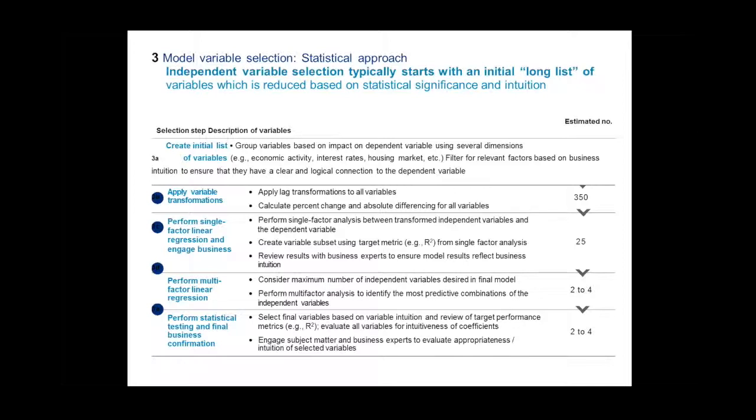The next step is to perform multi-factor linear regression and consider the maximum number of independent variables desired in the final model. The simpler it is, the better the choice, and we usually don't build very complex models with a lot of variables, because those can cause an overfitting problem. The last step is we perform statistical testing and final business confirmation. We select the final variables based on variable intuition and review of target performance metrics. Evaluate all the variables for intuitiveness of coefficients. Engage the subject matter and business expertise to evaluate the appropriateness.